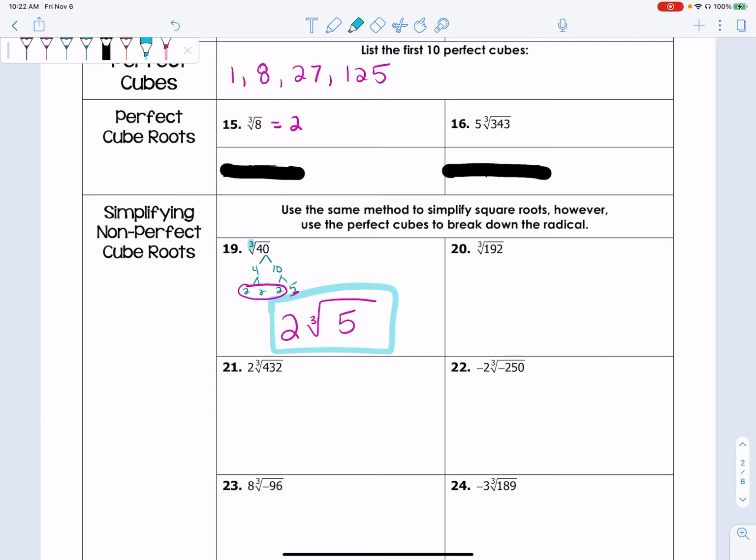Let's do one more with a multiplication on the outside. So 2 times the cube root of 432. Now we're looking for the cube root of 432, sorry, 432. 432 is going to be 2 and 216. I think it's just easy to start with 2 and keep dividing by 2 until you can't go any further.